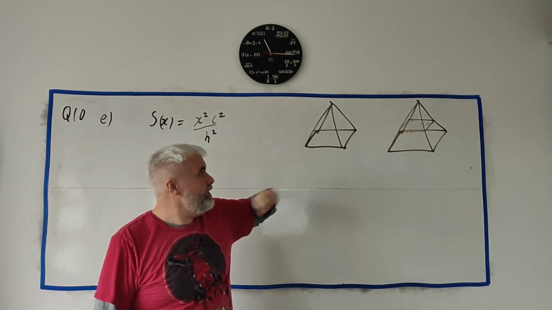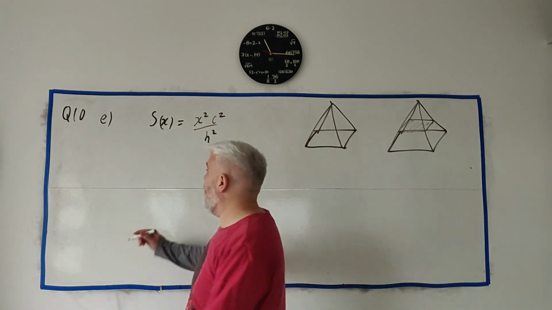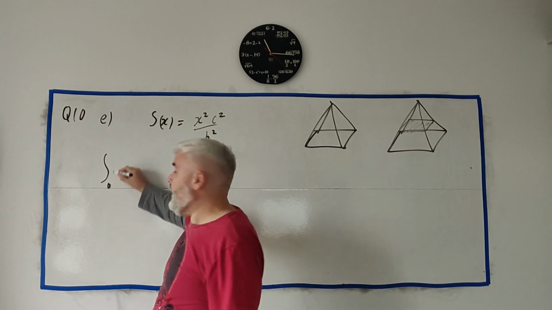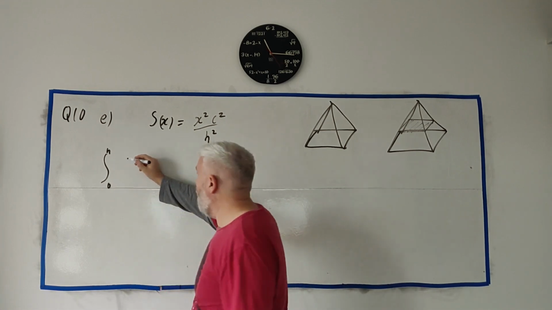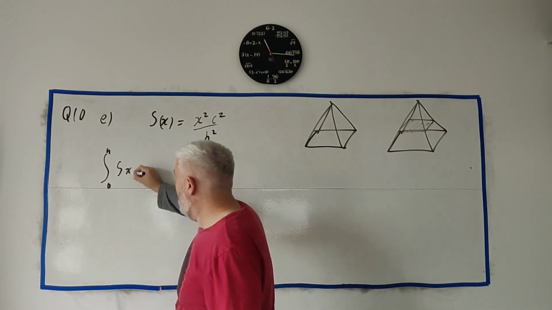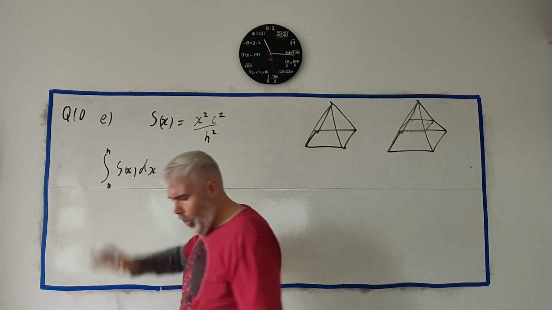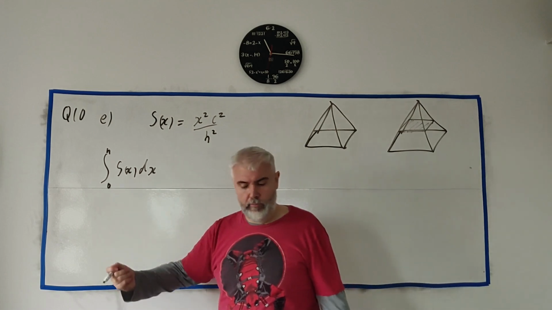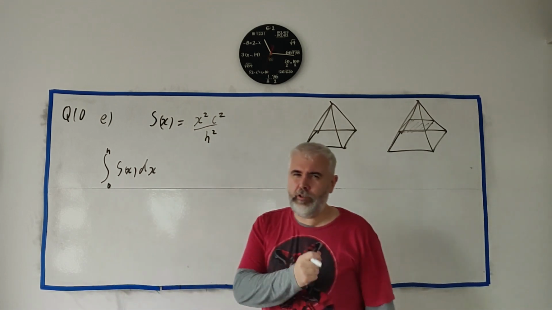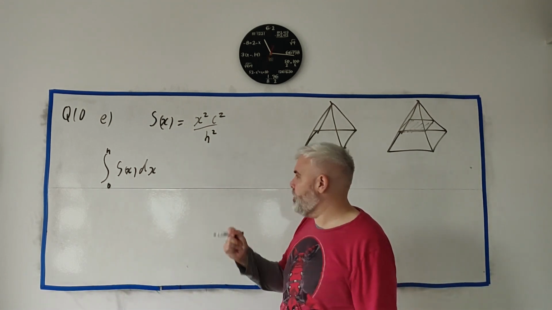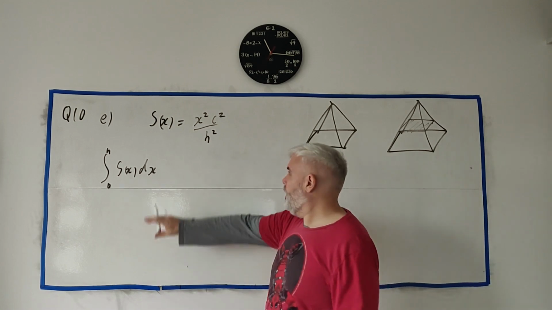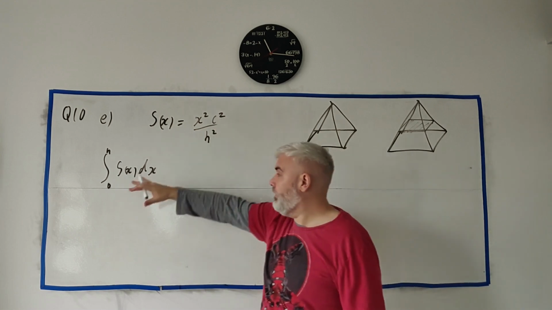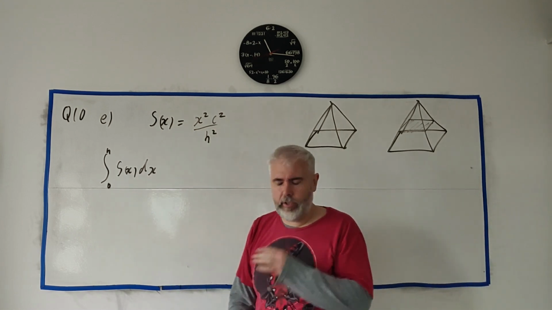And then they tell us the volume of the main thing is equal to the integral between 0 and h of S(x) dx. And they want us to use integration to find the volume. If you didn't understand any of that, this question is still quite easy. All they want you to do is integrate S(x), and there's S(x). Put it in, integrate. It's quite a short, easy question.